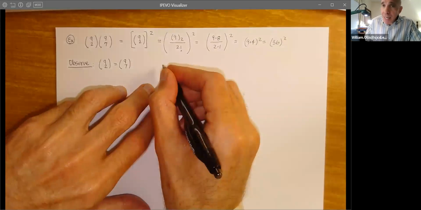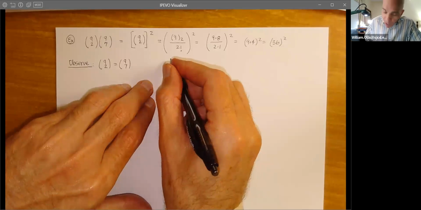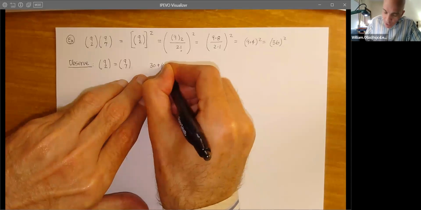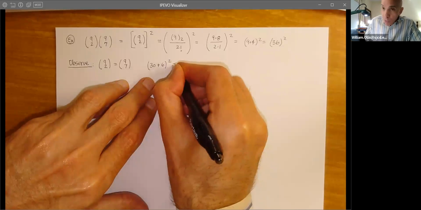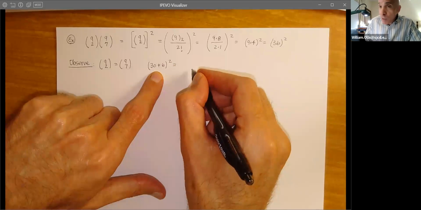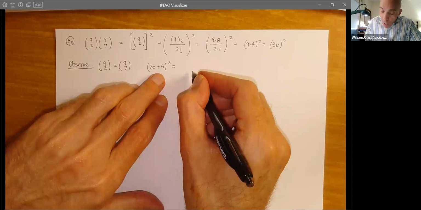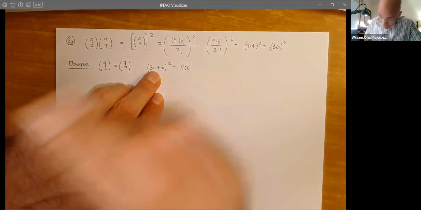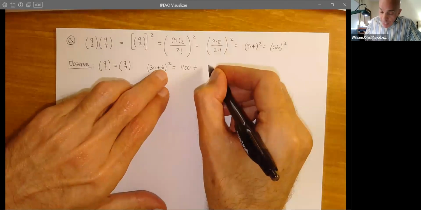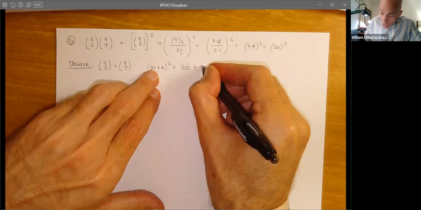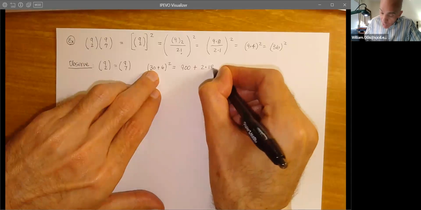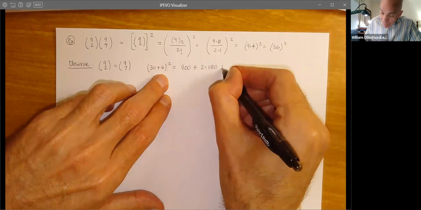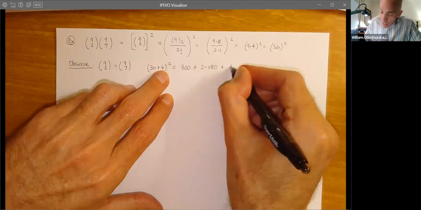Well, now, of course, we can be lazy and use the binomial theorem. How funny. So this is 30 plus 6 squared. I'm going to use the binomial theorem like I've been doing all semester. You know I've been doing this all term. This is the binomial theorem. Okay, so we're going to say 30 squared, which is 900. And then we're going to say 6 times 30 times 2. So that's 180 times 2. So remember, this is a squared plus 2ab plus b squared. And then, of course, 6 squared is 36.